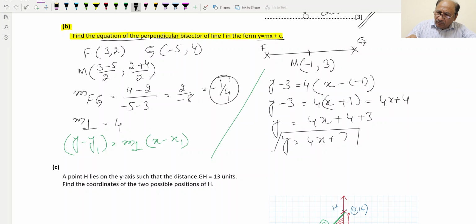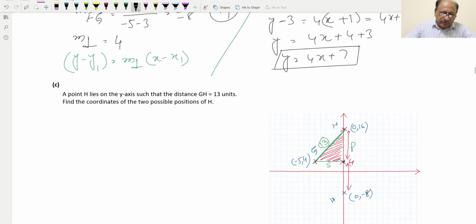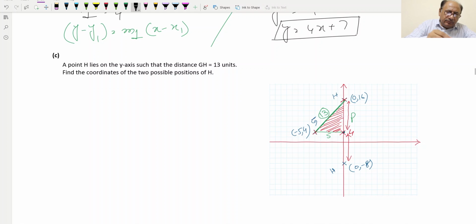This will be our final answer, which is in the form y equals mx plus c. Now the C part says a point H lies on the y-axis such that the distance GH is equal to 13 units. Find the coordinates of the two possible positions of H. This diagram is not part of the question; I have inserted it for your explanation.